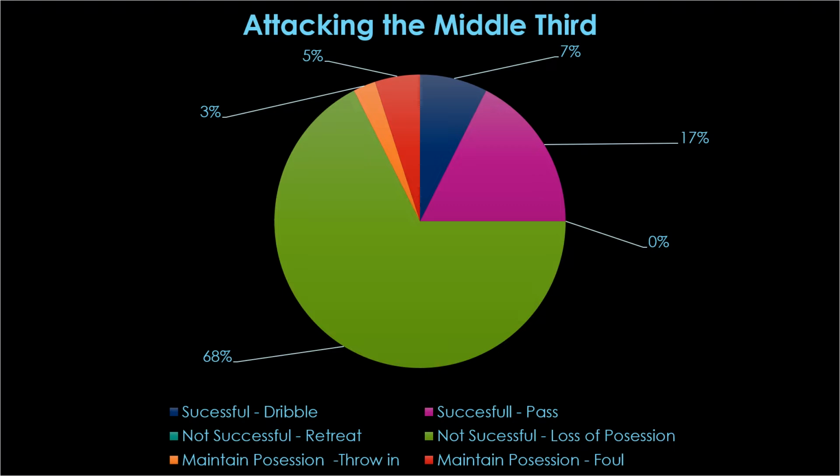Then, the majority of the time when we did get it out, we were able to pass it out 17% of the time, and we dribbled it out 7% of the time. Interestingly enough, maintained possession because of a foul, that 5%, they're an aggressive team. So we maintained the ball or got it in the final third because of a foul that they committed.